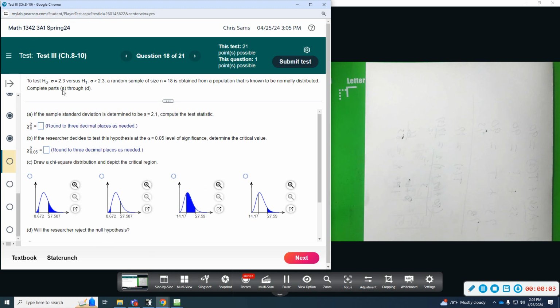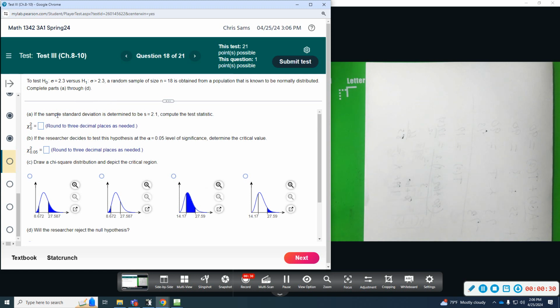Number 18, test the null hypothesis that sigma is 2.3 versus the alternative that sigma is greater than 2.3. A random sample of size 18 is obtained from a population known to be normally distributed. Okay, because the sample size is not big enough, it's normally distributed. Complete parts A through D.